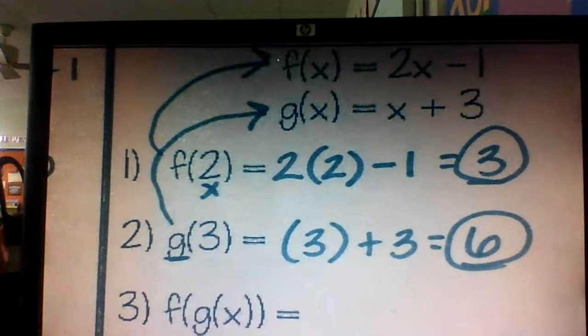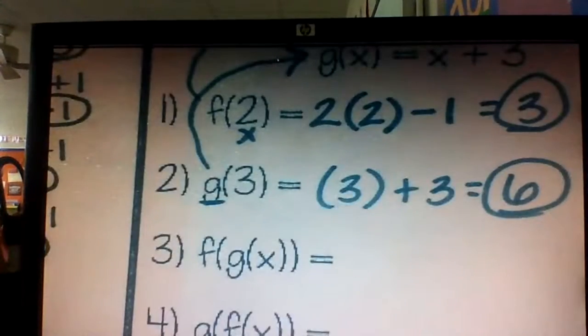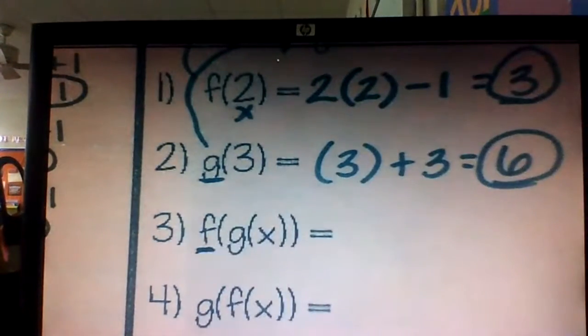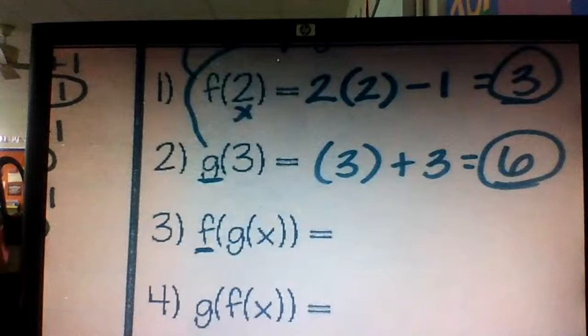Okay. Number 3. What in the world does this mean? Okay, so we are going to use both. What's my main function that I'm inserting things into? F. Your main function is what's always first. So I'm using f. Instead of replacing it with a number, I'm going to replace it with g of x.